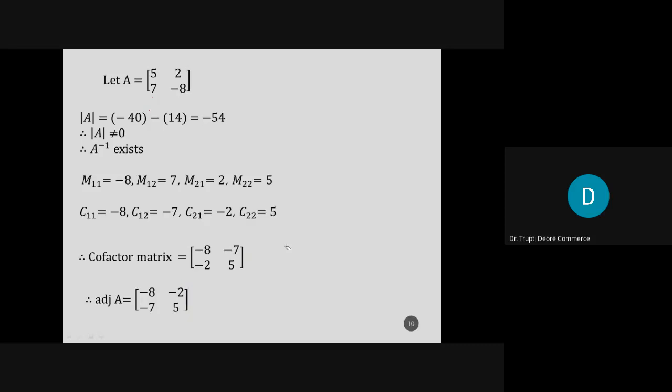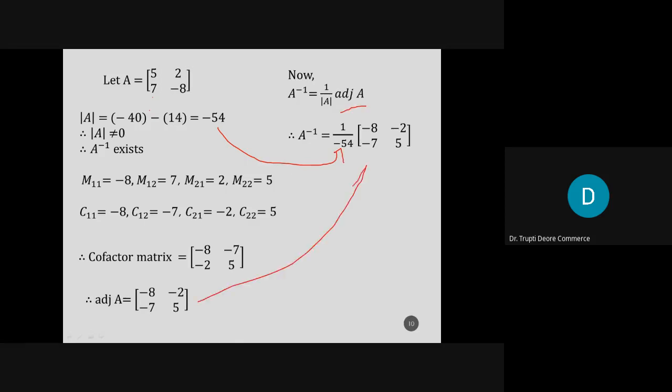Now with the adjoint of A, you have to find out the inverse. So inverse चा फॉर्म्युला काय? A inverse is equal to 1 divided by determinant A multiplied by adjoint A. So 1 divided by determinant काय आहे? -54. Right? -54. This one. हे इथे येणार आणि adjoint A आपण हा काढलाय. This one. So it is here.